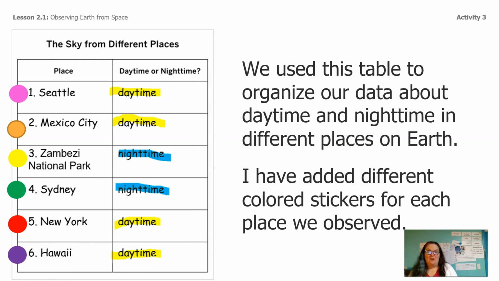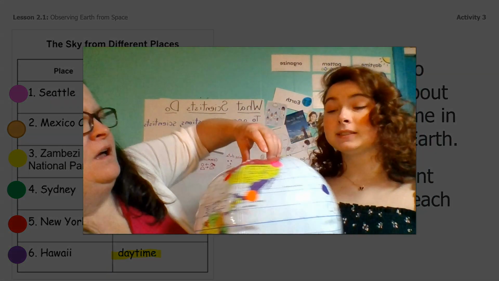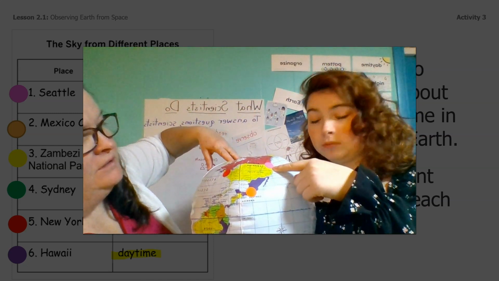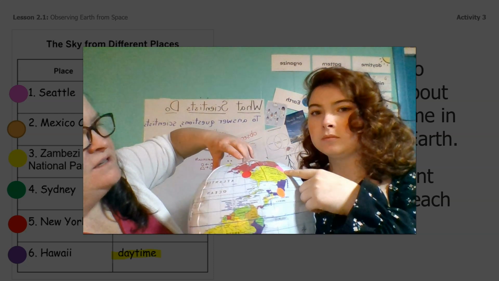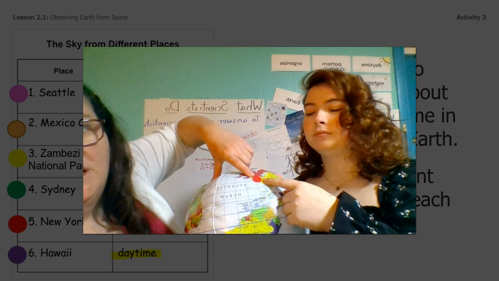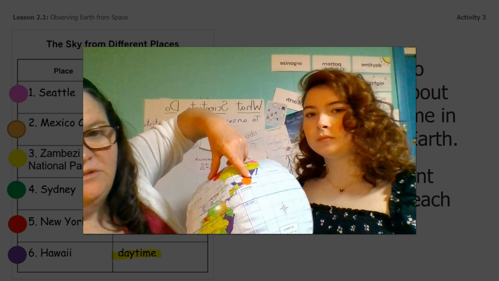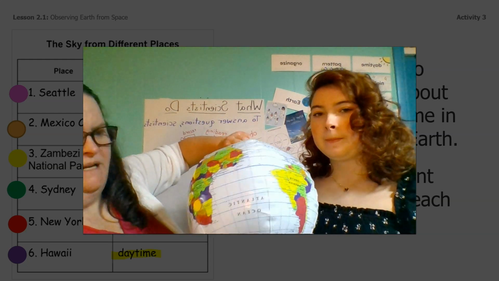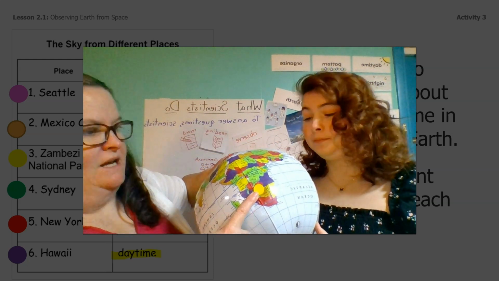I'm gonna have Rosie come help me again find where I put all these stickers for our different places. So Rosie, can you come help me? So hot pink right here, Rosie. Can you point to that one? That one is Seattle. And what's the red dot? Can you tell? I think New York. New York, yeah, that's the red one. And down here, the orange dot is Mexico City. Where else do we have dots? Oh, the yellow dot way over here is the Zambezi National Park.